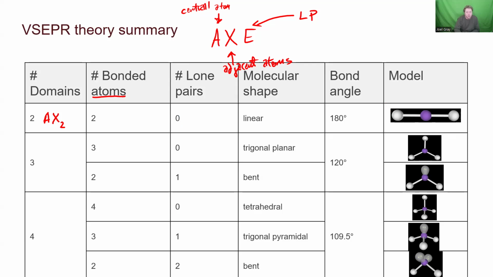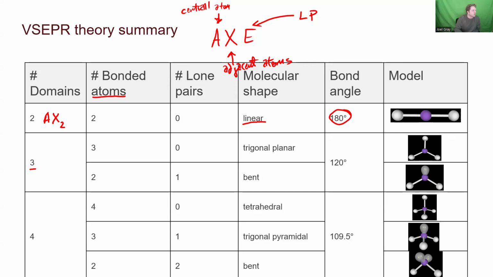Now, this is an example of a linear molecule, or a molecule that has a shape that is linear. The 2 adjacent atoms are 180 degrees away from one another. This and this, that's 180 degrees. Now, our next kind of group, well, how many domains does this have? What's a domain? Well, a domain is one of 2 things. It is either a bonded atom or a lone pair of electrons.